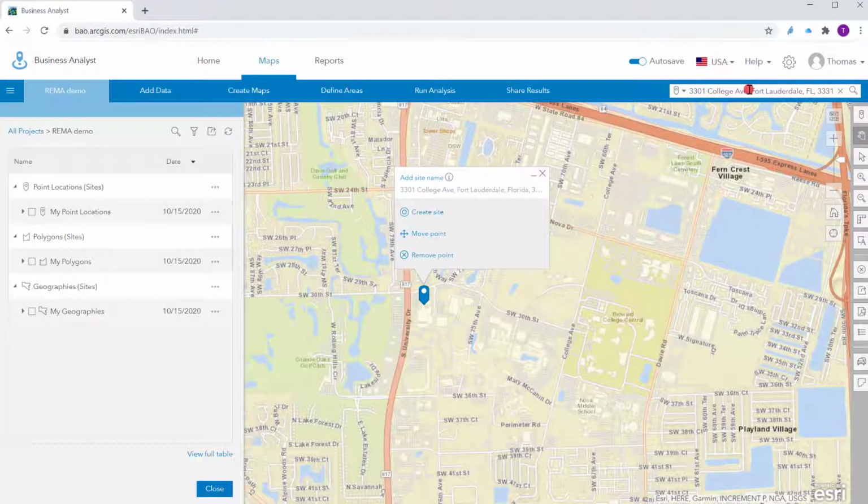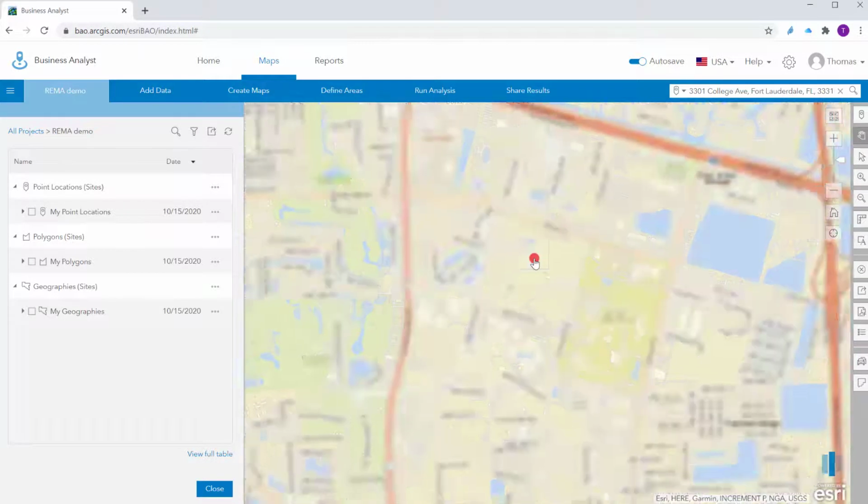It's like Google Maps finding something. And I'm going to call this site NSU REMA demo. Enter. And then we have different options. It actually says here, create a site. And it comes in here with rings. Let's just show you the rings for 1, 2, and 3 miles.